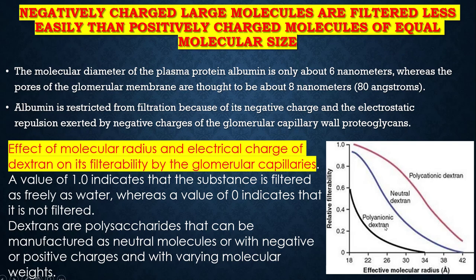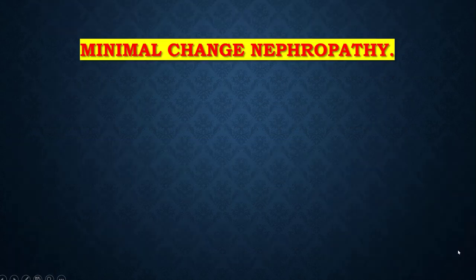In this graph you can see we have three types of dextran molecules. One is naturally occurring and two are synthetically produced. One molecule is positively charged and the other is negatively charged. The molecule which is negatively charged has a filtration rate of only 34%, and the molecule which is positively charged is filtered like water. The naturally occurring dextran also filters freely.